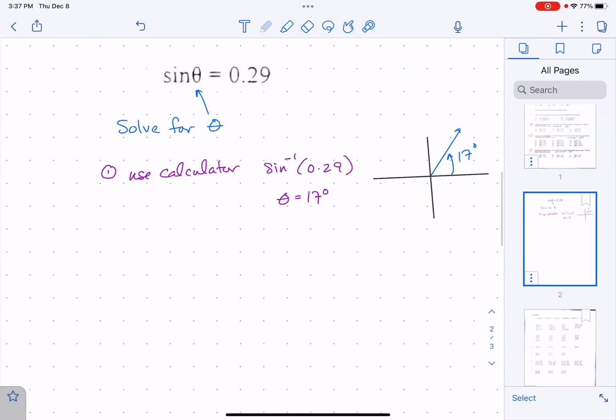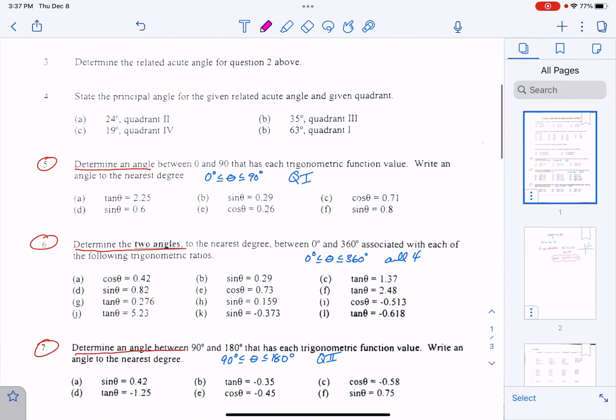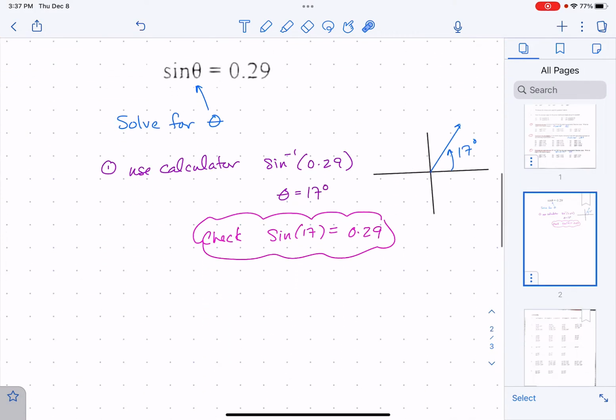And you notice that we can check my answer. I can check it simply by taking sine of 17, and we should get pretty close to 0.29. So it worked. That was one of my answers. And if I was doing question 5, where they only want answers between 0 and 90, then that would be a fine answer. My answer is in between 0 and 90, and I would be good to go.